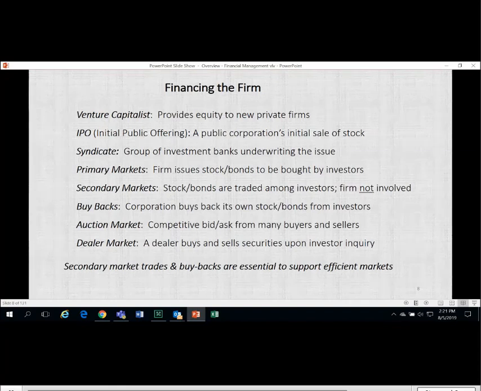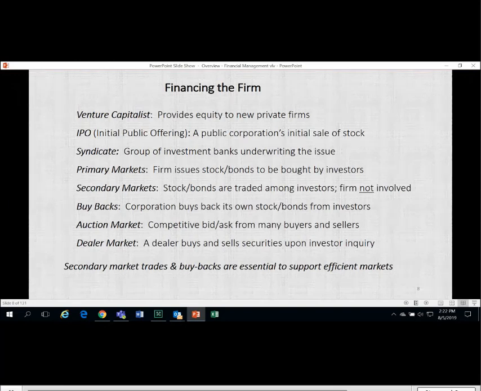Next, we have an IPO, or initial public offering. That is a public corporation's initial sale of stock in the market, the first time they sell stock. Syndicate: when an investment bank underwrites an issue, it's a risky transaction for them, so they usually form a syndicate, or group of investment banks, to share the underwriting responsibility.